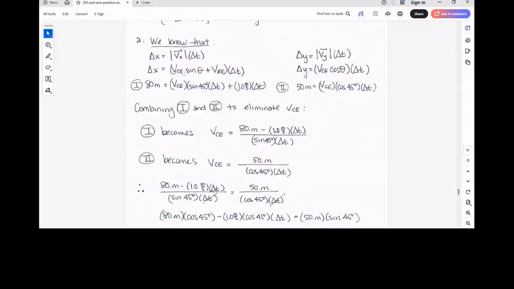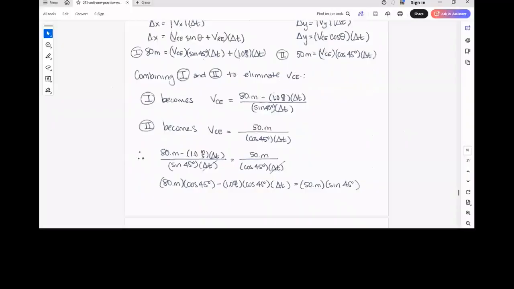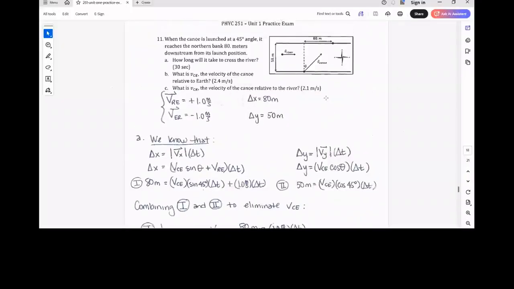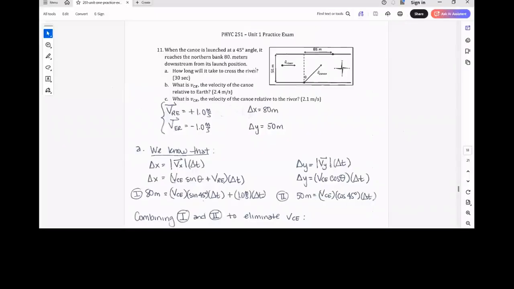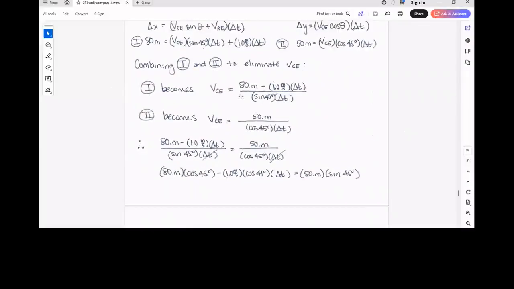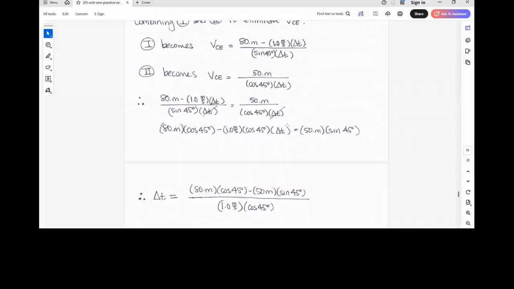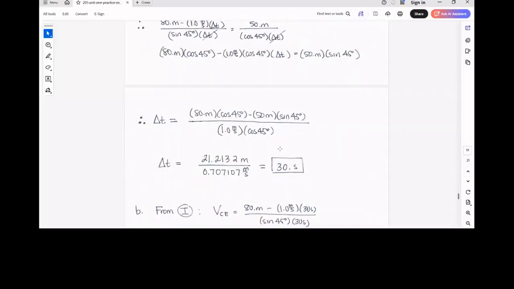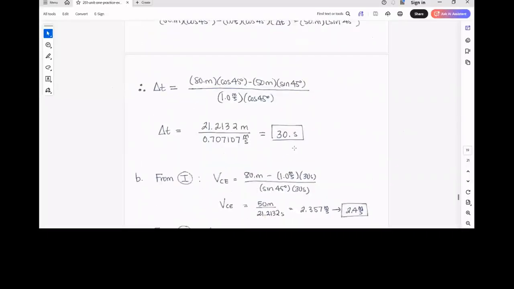If I switch to the y direction, now I can grab the cosine component of VCE, but the river isn't flowing north or south, so it's not helping or hurting in this direction. That means that Vy is just VCE cosine theta. And I have two equations, Roman numeral 1 and 2. I can solve this system to eliminate VCE first, because we're trying to find the time. So I can solve each one for VCE. I can set those equal to one another. I notice I only have one unknown at this point, which is delta t. So I can solve for it, and we get 30 meters per second.